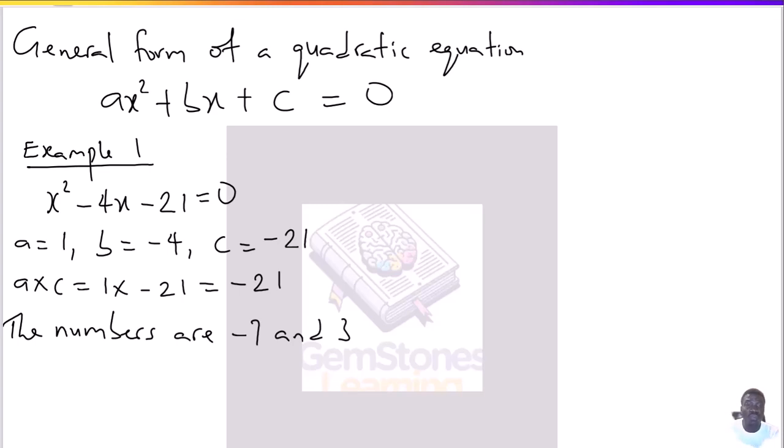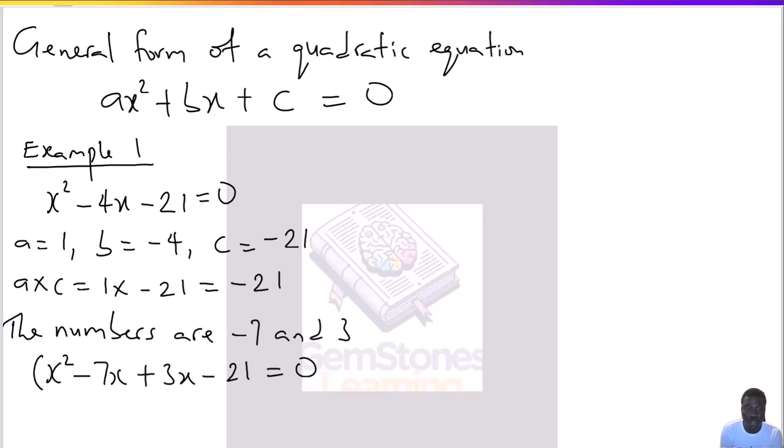So use them to replace your b. That's the next step. So it means I'm going to be having x squared minus 7x plus 3x minus 21 equal to 0. What's the next step I gave to you? Pick them in twos and factorize.